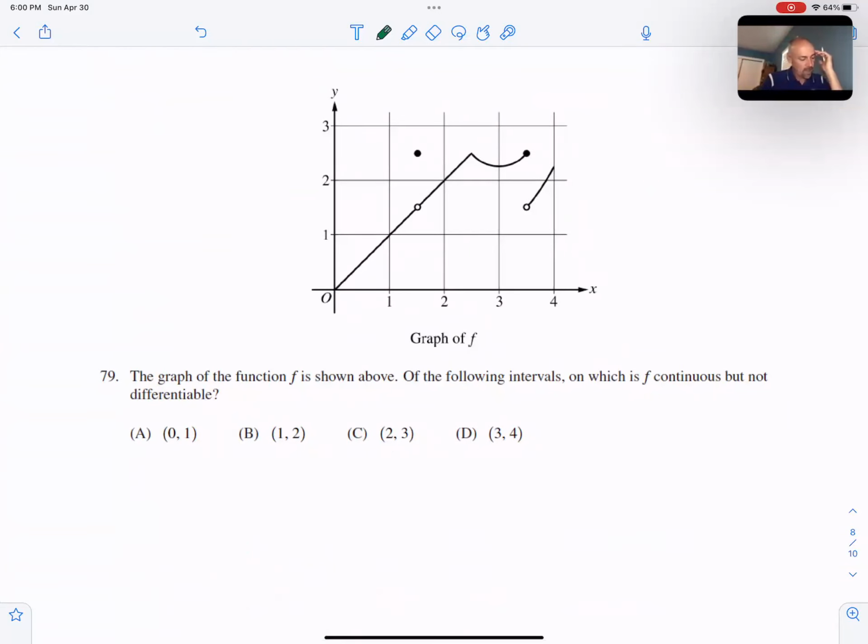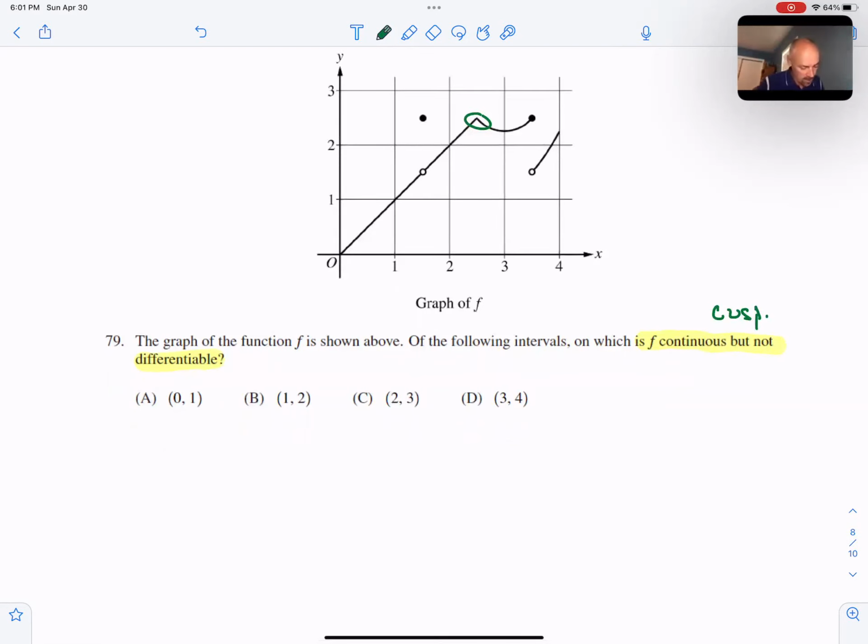Okay. The graph of function f is shown above. On the following intervals, on which is f continuous but not differentiable? Okay, so it's the graph of f, and they're asking me on the following intervals, where is f continuous but not differentiable? Well, that is kind of the definition of a cusp. That's a point on the function where it's continuous but it's not differentiable. Hey, there's the cusp right there. And then now I just got to find the interval.